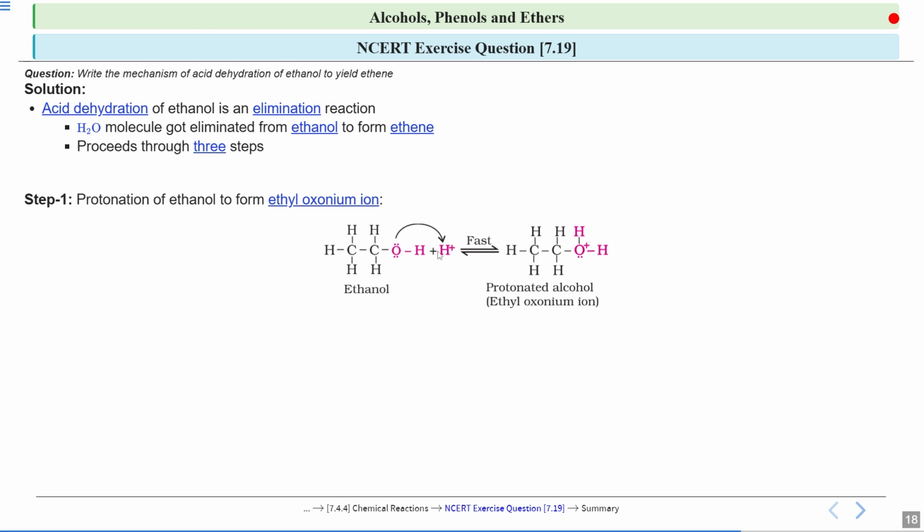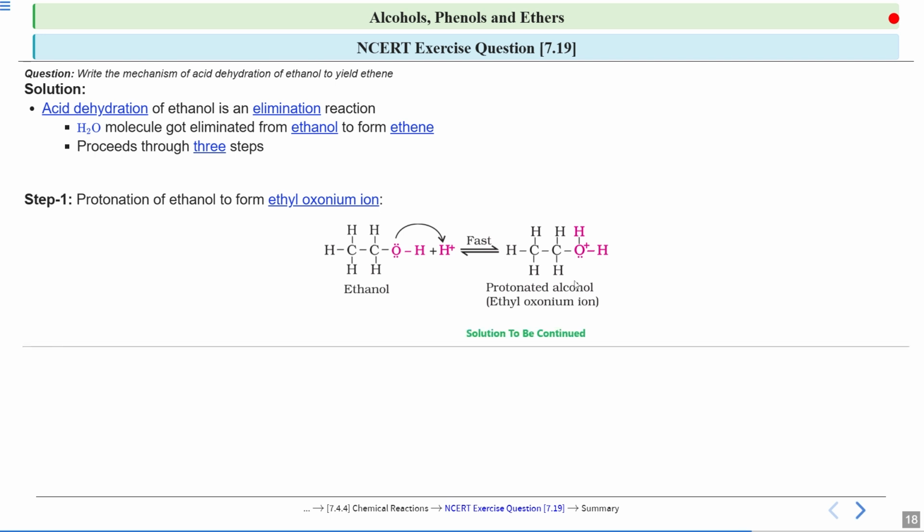So when I protonate this ethanol, what will happen? This oxygen will get a positive charge. Okay. So here this hydrogen is an electrophile and this oxygen has electron density to donate. So this oxygen will donate its lone pair to this hydrogen and it will get protonated.